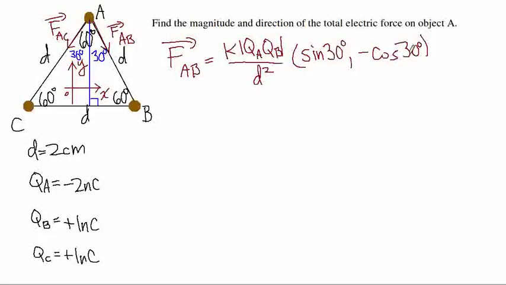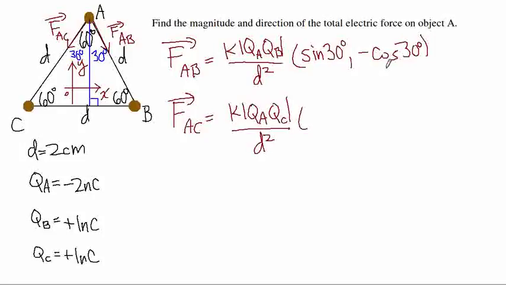Okay? Now, let's do F sub AC. So let's first find the magnitude again. So K times the absolute value of Q sub A times Q sub C divided by d squared. And to get the X component, I need the sine of 30 degrees again, but this time I'm going to have a negative X component, so I'll use minus sine of 30 degrees. And for the Y component, it'll be negative, and I'll need to use the cosine of 30 degrees.